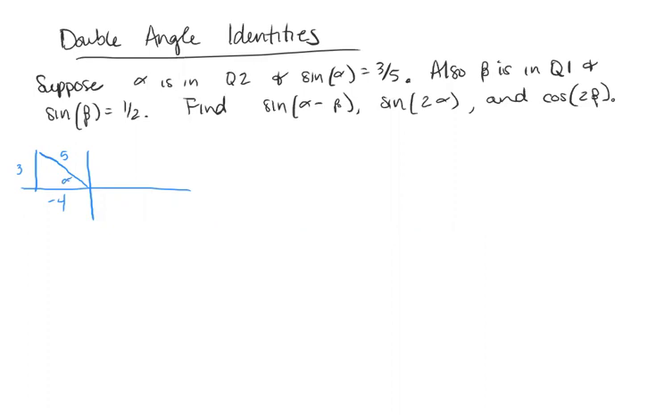And beta is in quadrant 1, and the sine of beta is 1/2. So beta is in quadrant 1. Sine is opposite over hypotenuse. This is beta. That third side is going to be √3 because if the sine is 1/2, then the cosine is √3 over 2. Cosine is adjacent over hypotenuse. So that's how that works.